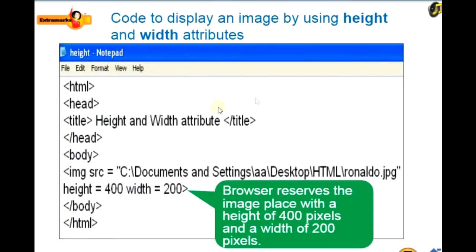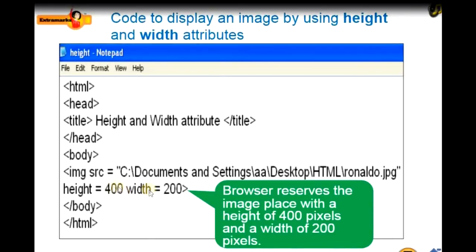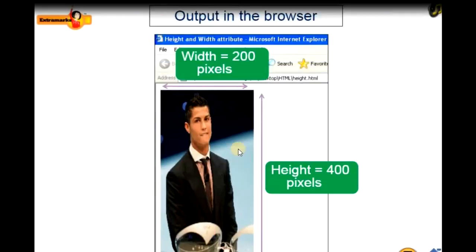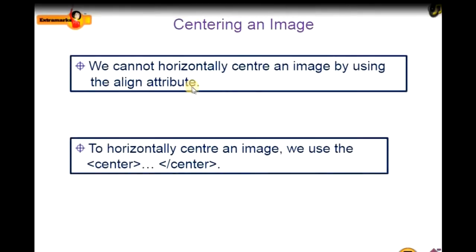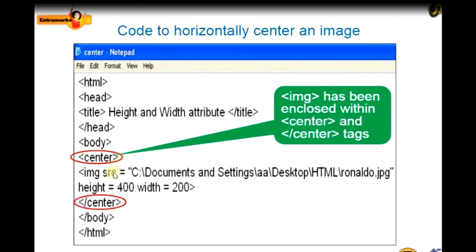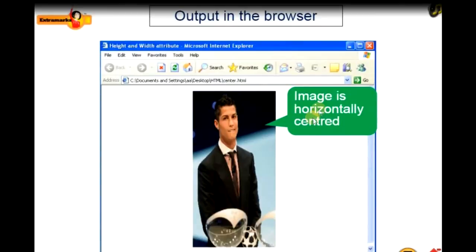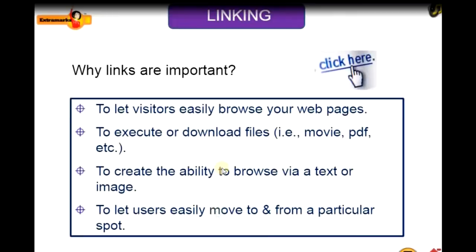The height and the width can be given in a number of pixels, or we can give them as a percentage. Now this is the height and this is the width. We cannot horizontally center an image by using the align attribute. For that we use the center tag, not an attribute. Is it clear? Center and center. This is the way, the image is enclosed between these tags, and the image is horizontally centered.